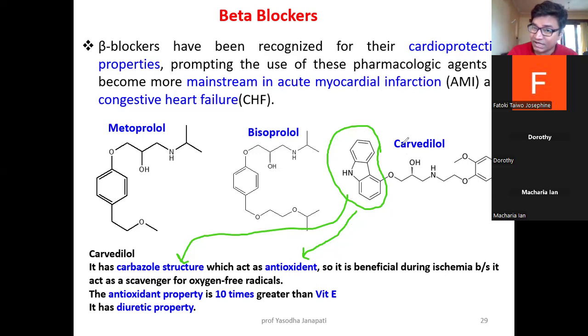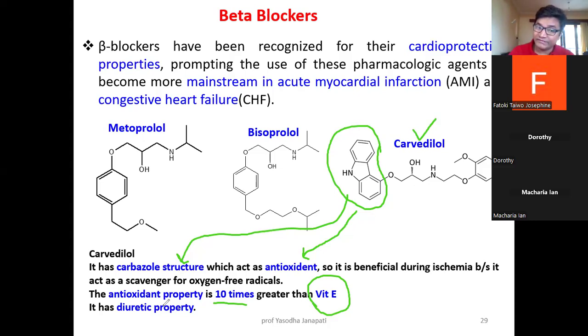And this carvedilol, you can see, the antioxidant property is 10 times greater than vitamin E. So it is a very good beta blocker as well as an antioxidant. The antioxidant is very important here. Why? Because free radicals are reduced. That is what I told you in the previous slide. Among all the three, carvedilol is more prescribed because of two effects.